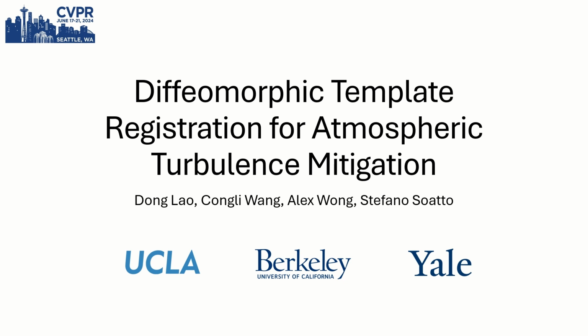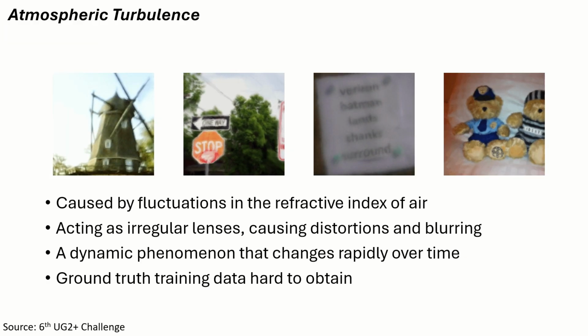In this video, I will show you our latest progress on atmospheric turbulence mitigation. This work has been conducted in UCLA-Vision Lab under the supervision of Professor Stefano Soatto and in collaboration with Conley from Berkeley and Alex from Yale. Given multiple turbulent images captured from a static scene and a static camera, we aim to recover the underlying scene free from turbulence.